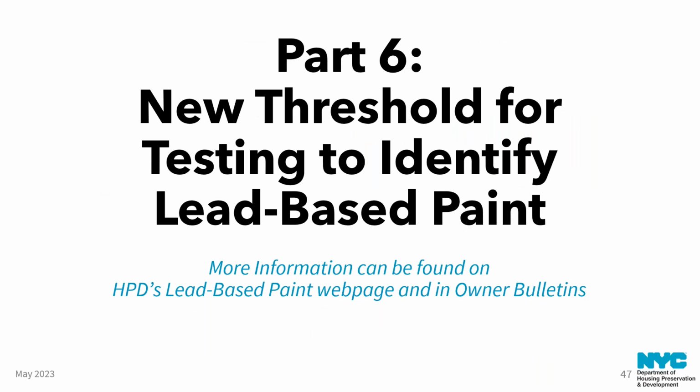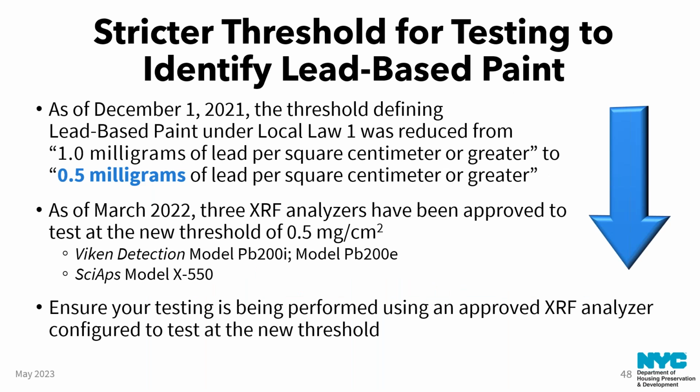A quick piece of discussion around recent news. As of December 1st, 2021, the threshold defining lead-based paint under New York City's law was cut in half, from 1.0 milligrams of lead per square centimeter to 0.5 milligrams of lead per square centimeter. So this is a few years ago at this point. We're still mentioning it just to explain that if you happen to see the term 1.0 milligrams of lead floating around anywhere, that is now out of date as far as New York City's rules are concerned.